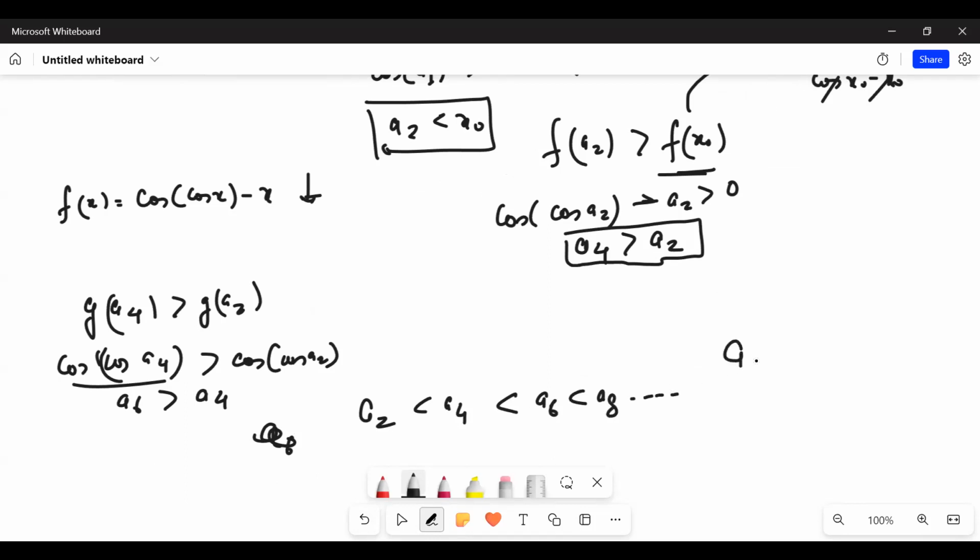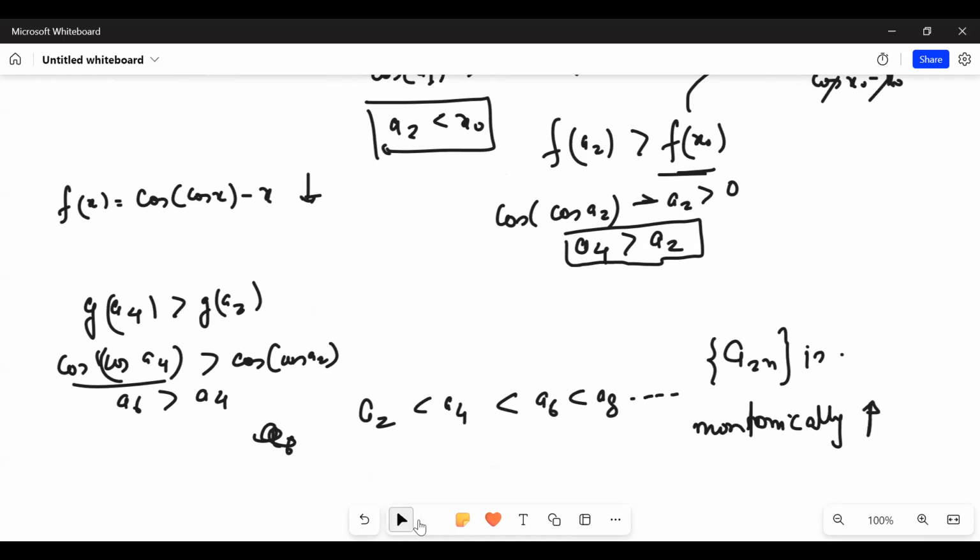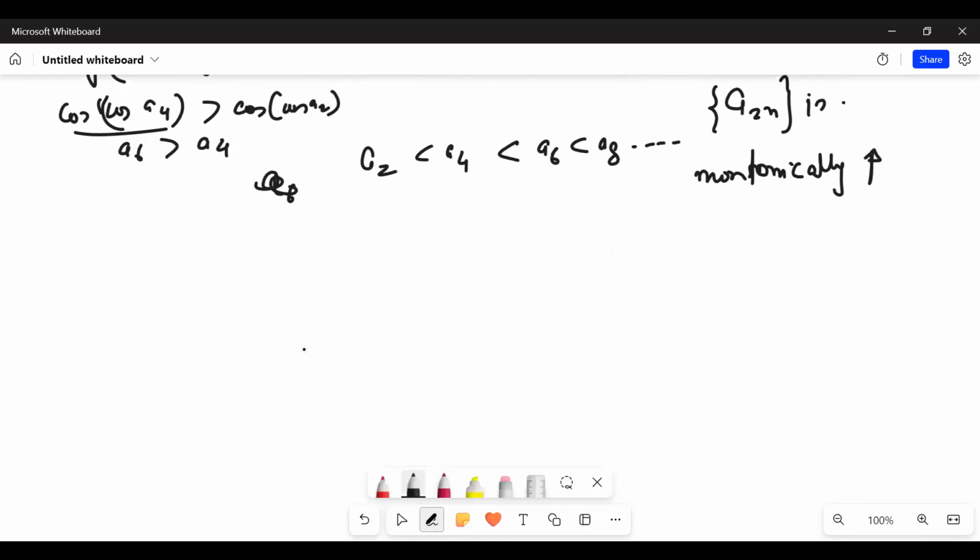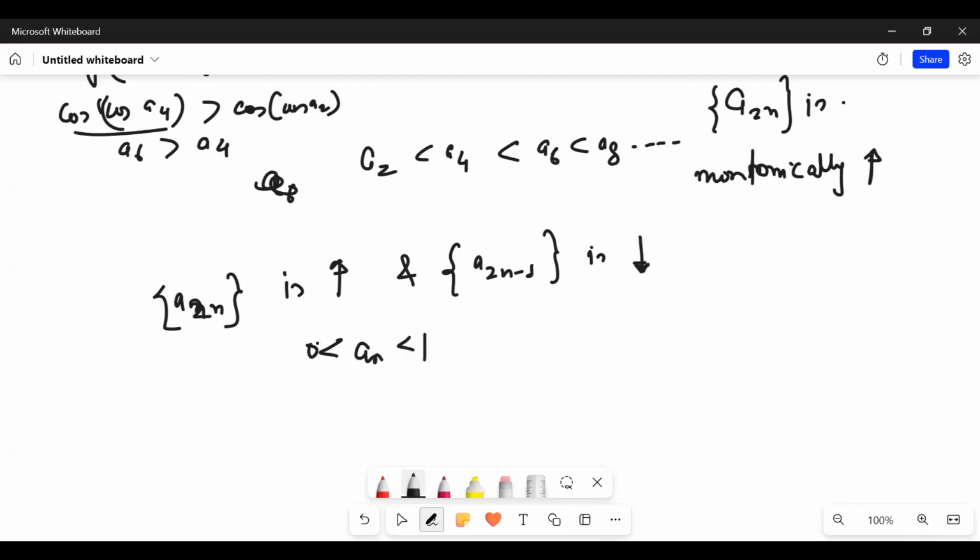So even subsequence is increasing, and your odd subsequence is monotonically decreasing. So I'm writing it here. Your even subsequence is monotonically increasing, and the odd subsequence is monotonically decreasing. Remember that your an is bounded.